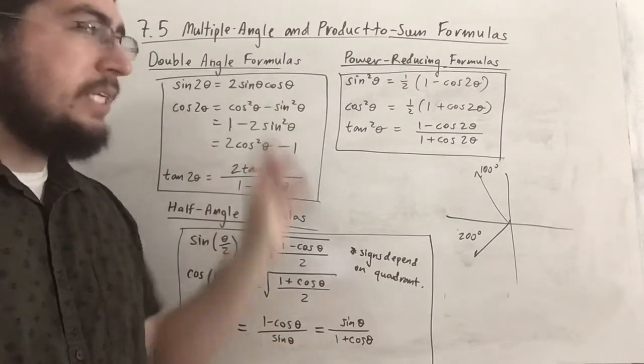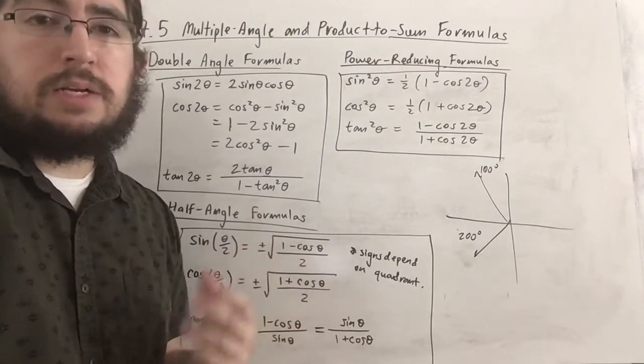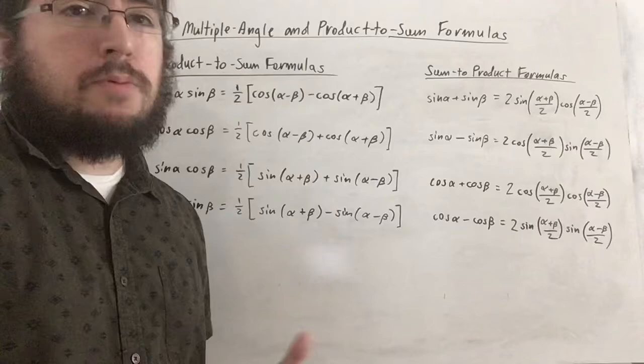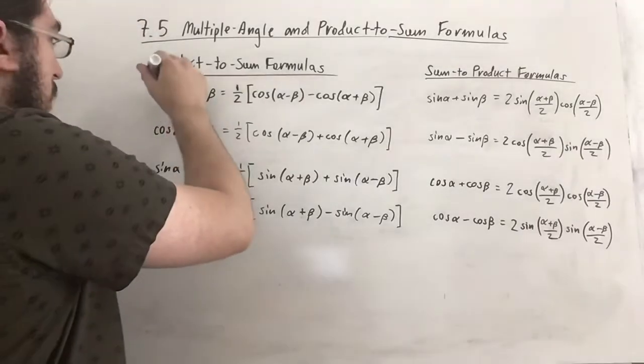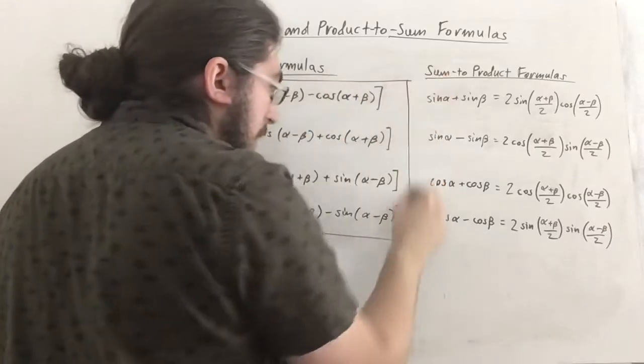Okay, so like I said, I wanted to show you all the formulas. These are just 3 sets. There's 2 more I want to show. There's product to sum and sum to product, so let's take a look at those right now. Okay, so here are finally the product to sum formulas and the sum to product formulas, so I guess I'll just box these.